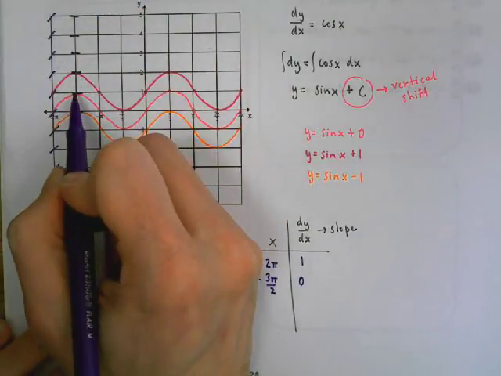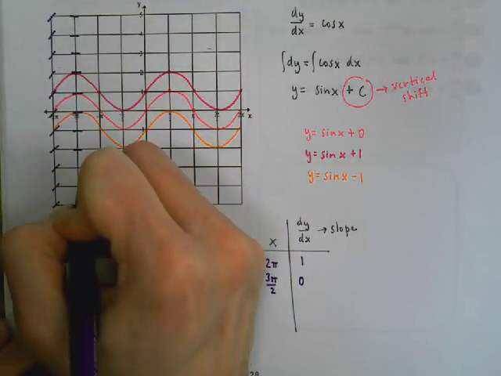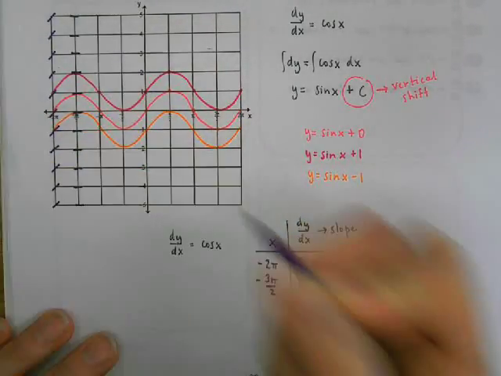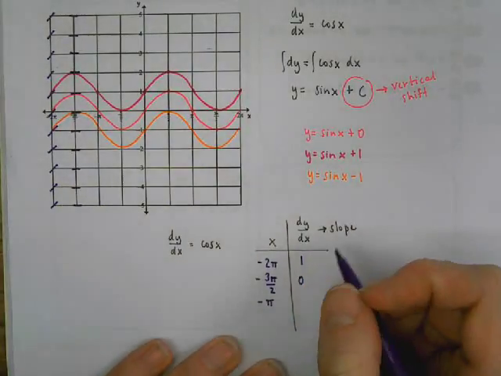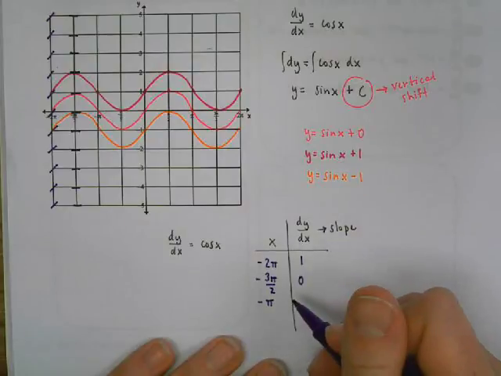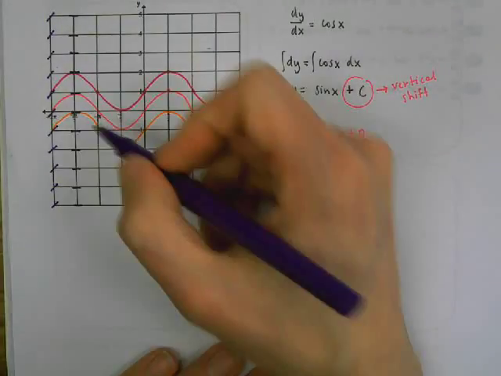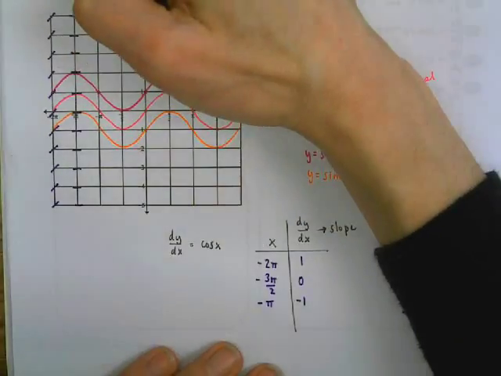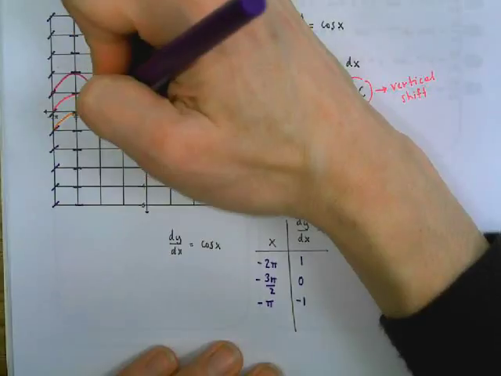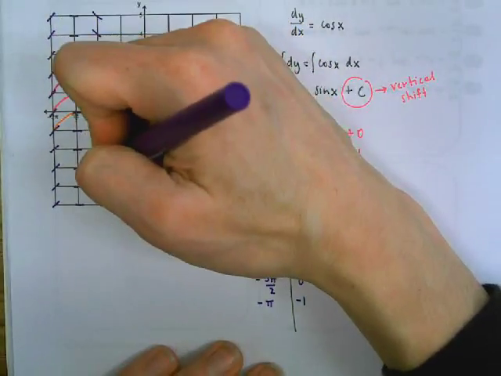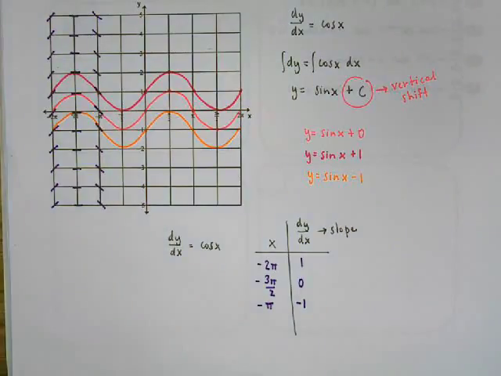And so you can see here we have these horizontal tangents which match our slope being 0. Now I'm going to go to negative pi. Let's see, cosine of negative pi is going to be a negative 1. So where x is negative pi, I'm going to sketch in a slope of negative 1. And you can see again, it matches the behavior of my solution.